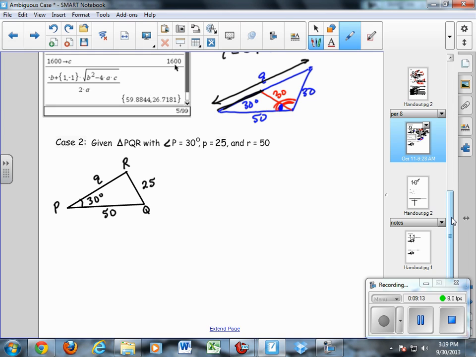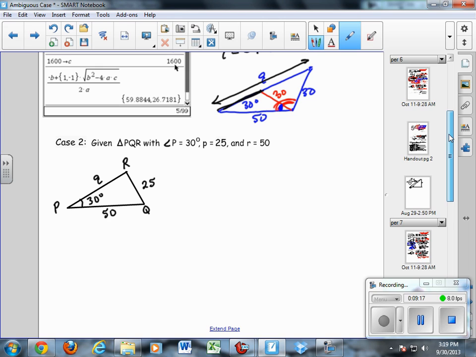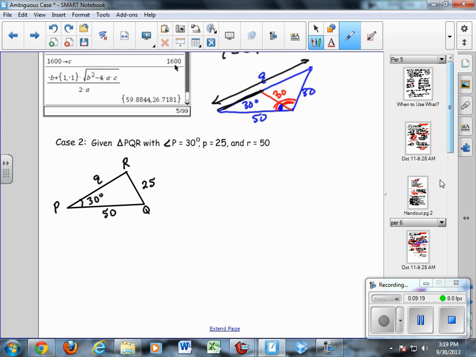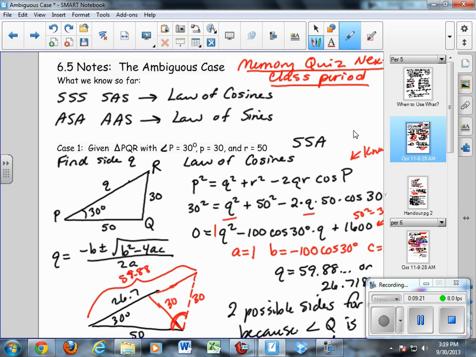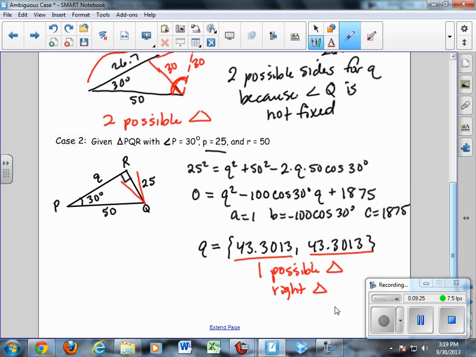So let me find that. So if we take a look at this problem here, if I draw 25 here, I put 25 squared in because I've changed P to 25. Everything else is the same. 25 squared equals Q squared plus 50 squared minus 2 times Q times 50 times cosine 30.